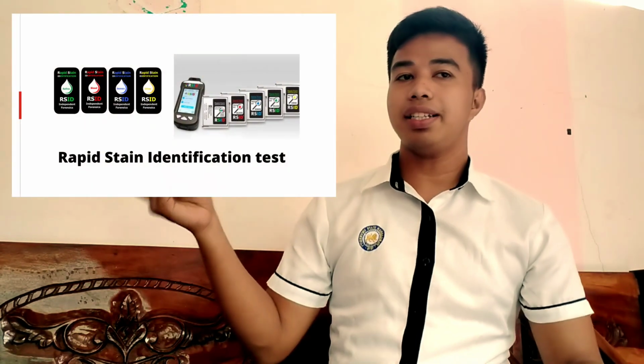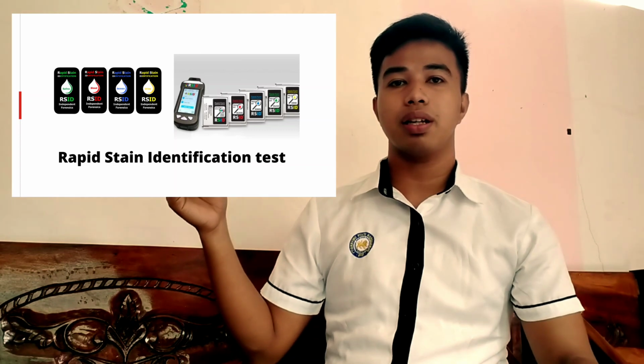Then the second test is the rapid stain identification test. It is designed for fast, easy, and reliable detection of human fluids from a variety of samples encountered by the forensic laboratories. So, it is useful for the forensic scientists. As you can see in the image, these are some tools or equipment used in rapid stain identification.